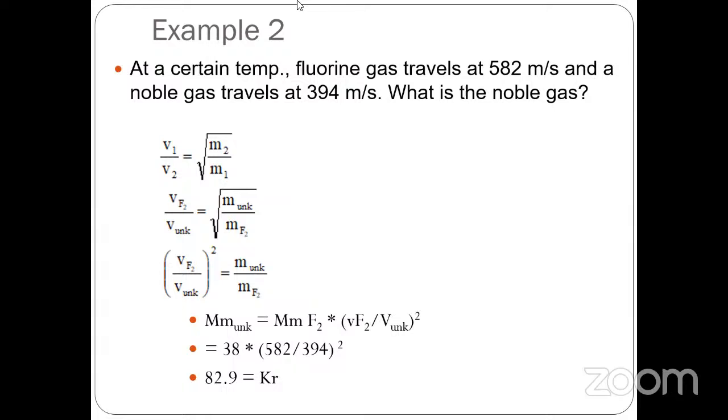So when we press our calculator, we divide the velocity of fluorine, 582, by 394 and square that. Whatever answer you get, you multiply by 38, and you are going to get 82.9. If you look at the periodic table, that molecular mass is actually for krypton. I hope the question is clear now. We can move on to the next example.